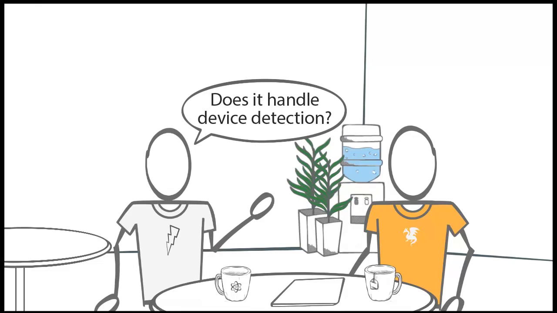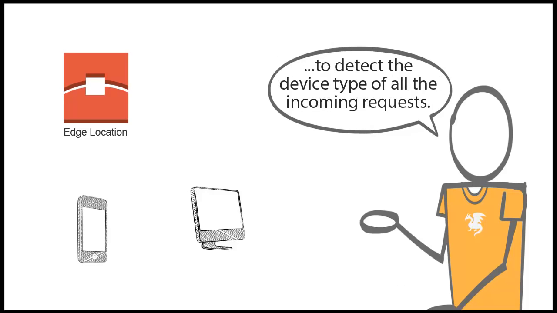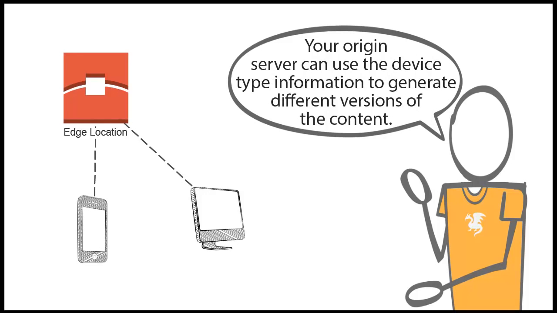Does it handle device detection? Yes, Amazon CloudFront edge locations can look at the value of the user agent header to detect the device type of all the incoming requests. Your origin server can use the device type information to generate different versions of the content.